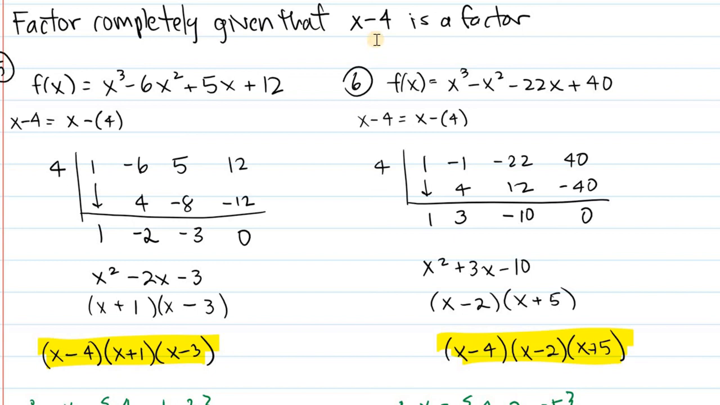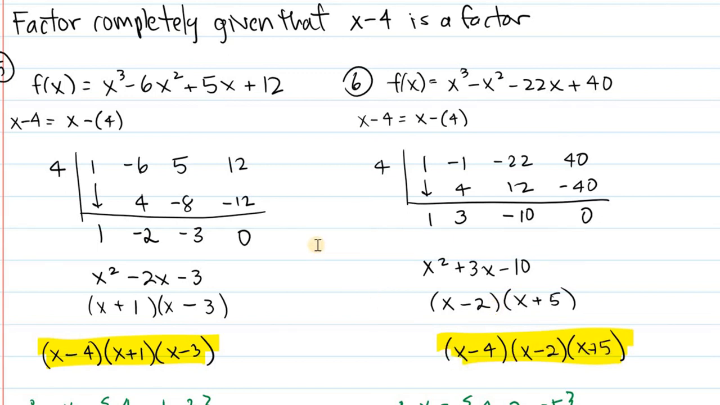In number 6, same thing. If we knew that x minus 4 was a factor, that means that 4 is a solution. So we can set up our synthetic division with our coefficients. We can perform the synthetic division to get our new coefficients of the leftover trinomial. Then we can factor that, and our results are here.